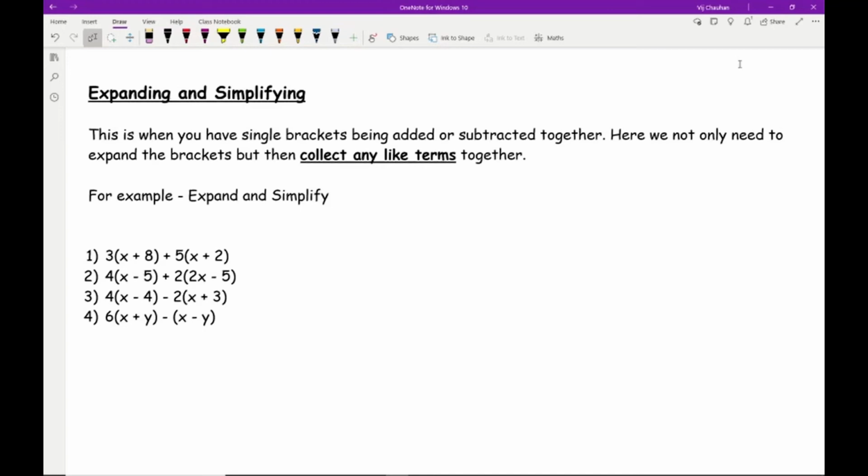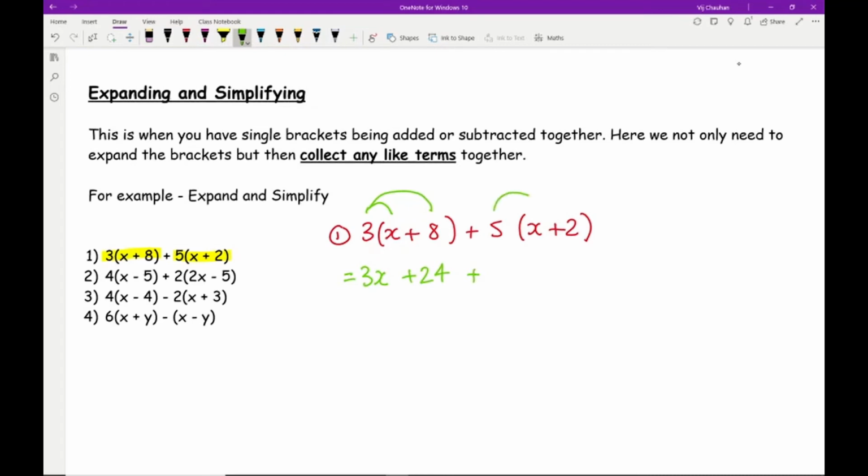So as you can see in these questions that we're going to do, not only are we going to expand this bracket, we also need to expand this bracket and then obviously collect any like terms we may have. So again with question 1, if I start off by writing the question out again, I'm going to go for the more popular and more favoured approach, which is using the loops. So here is the question, so I'm going to do 3 times x, which is 3x, 3 times 8, which is positive 24, plus 5 times x, which is 5x, plus 5 times 2, which is 10.